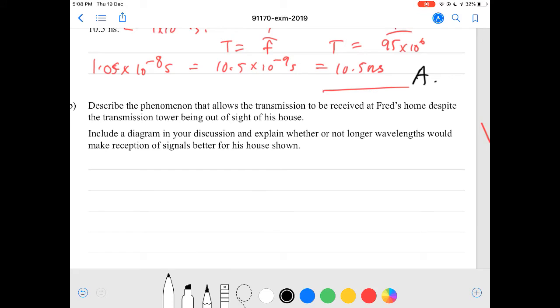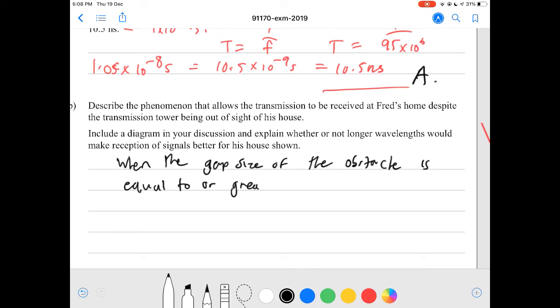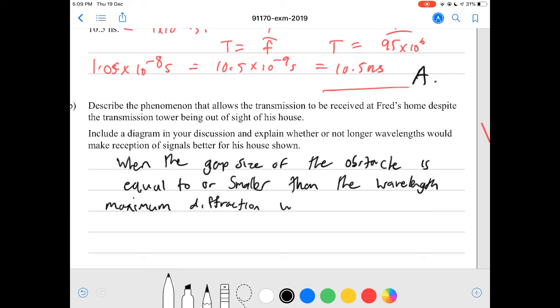So you can say that longer, I can say when the gap size of the obstacle is greater than or equal to, or smaller than, the wavelength, maximum diffraction will occur, meaning the waves will bend more.